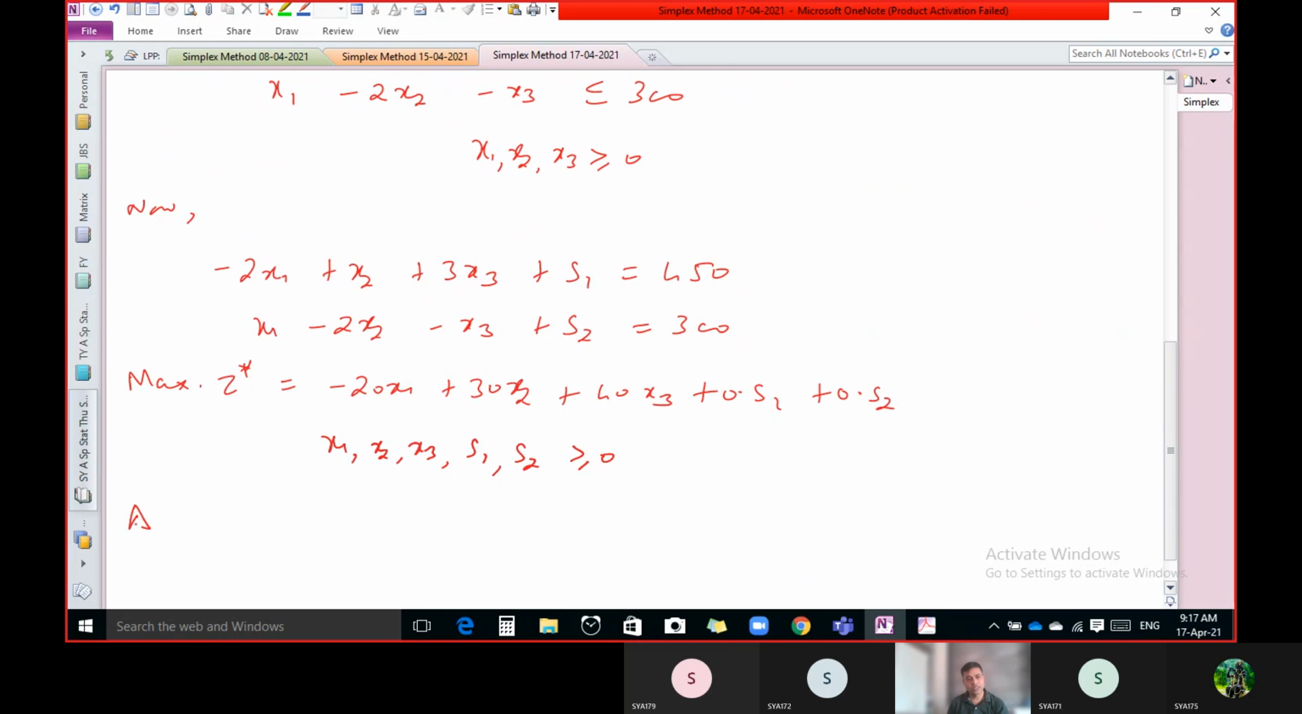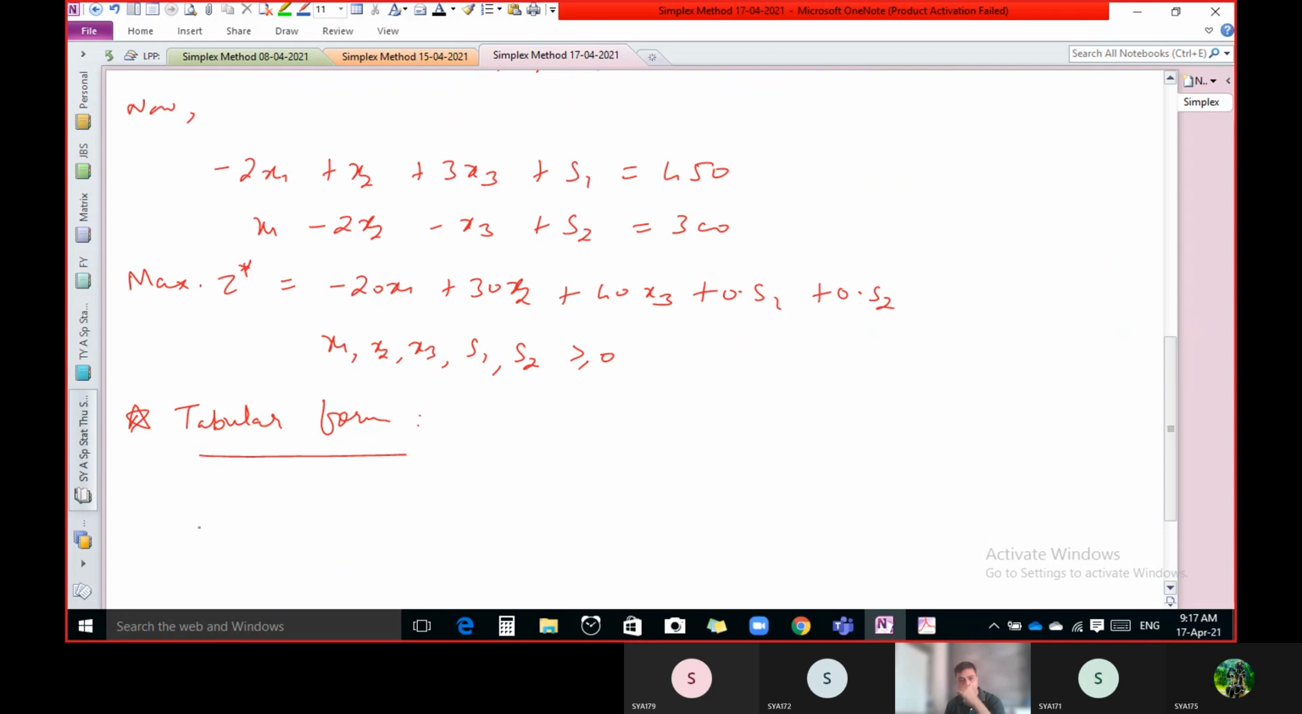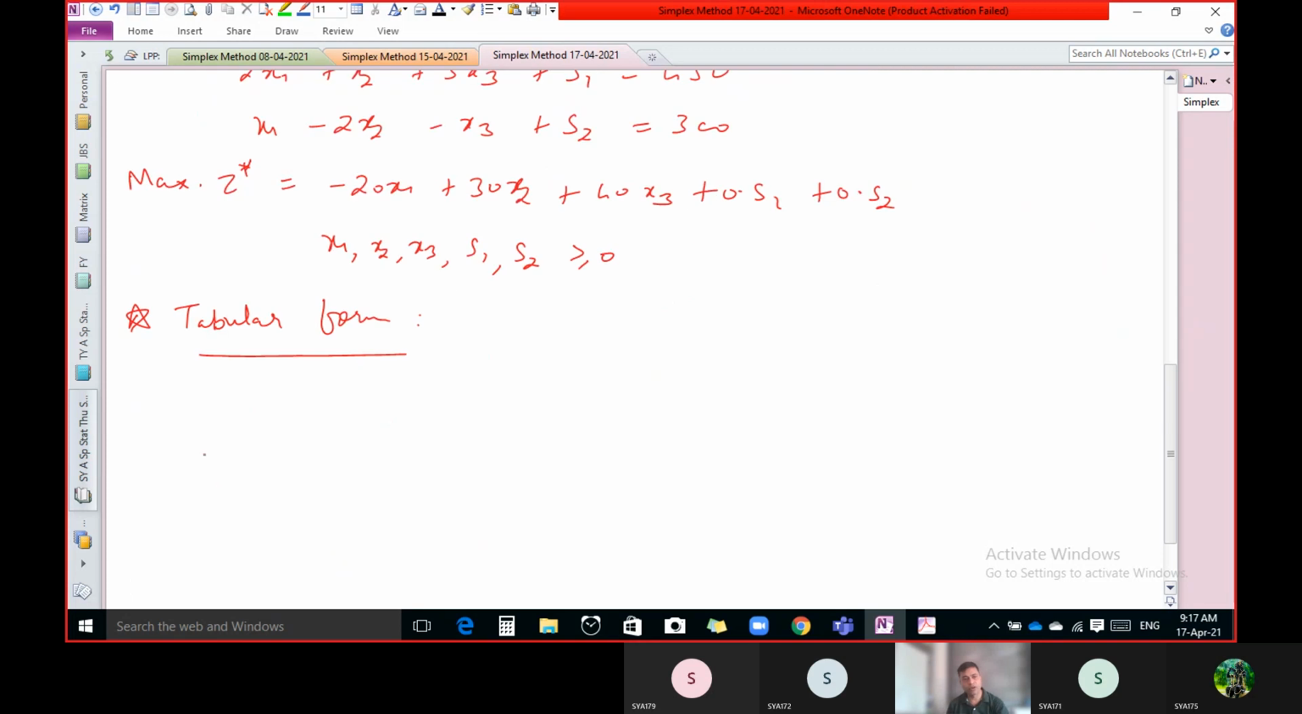Now convert this into tabular form. In tabular form we know that the first step is what we have to write here: that is basis, then CB, then XB. Here we have to write CJ. All the variables x1, x2, x3, now s1, s2, and the last one is ratio.